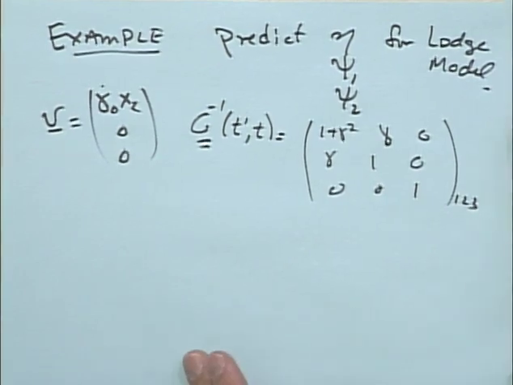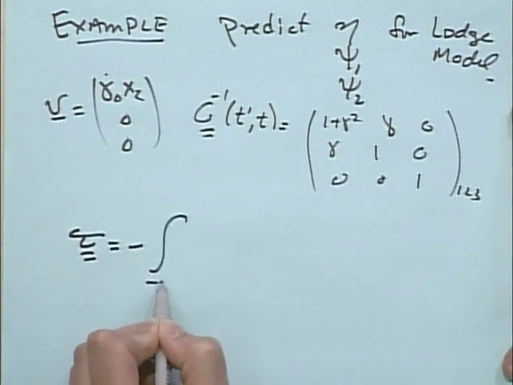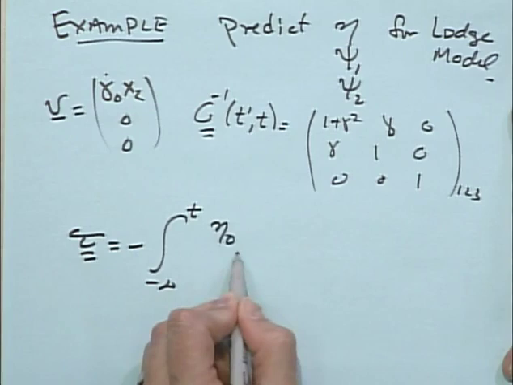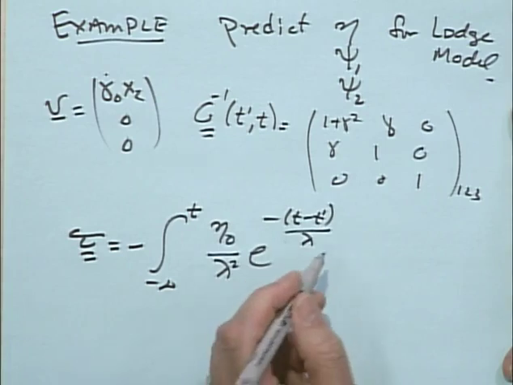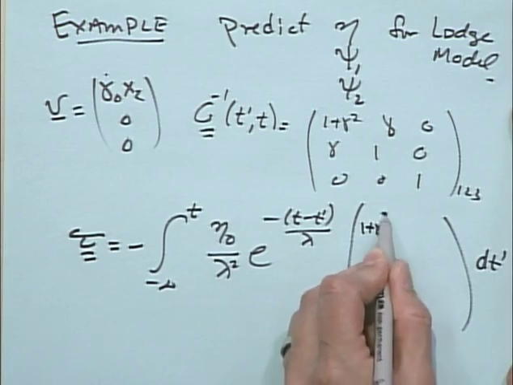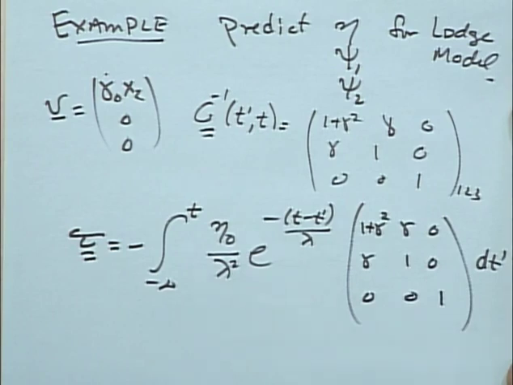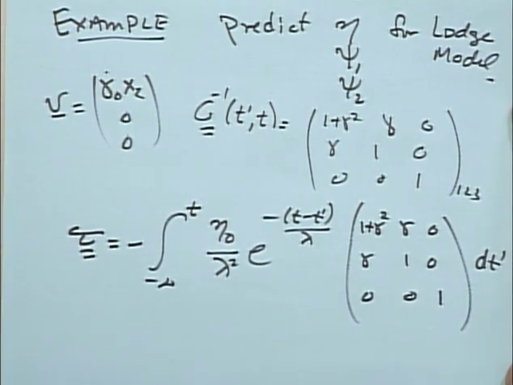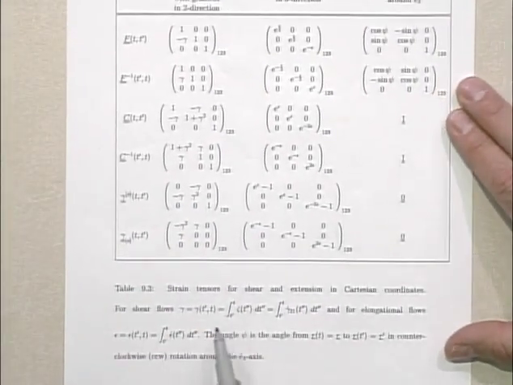After that, it's not complicated, right? We just plug it in. Tau equals minus the integral from minus infinity to t, some constants, the exponential, times this tensor, which has already been written out for us. Okay? So we can do these calculations. I'll point out that on this table, if you forget what gamma was, there's a reminder on the bottom.